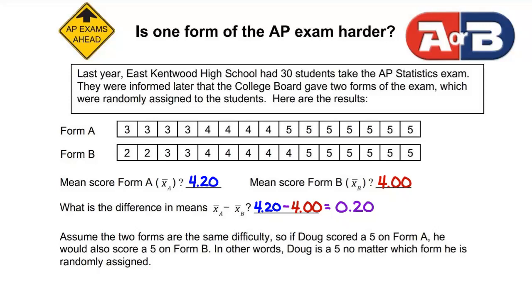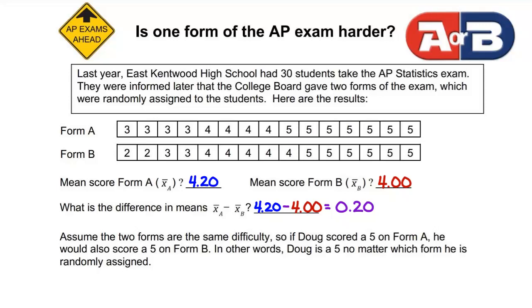So these are the scores from East Kentwood High School last year. They did have 2 forms of the AP exam. Some years they do 2 forms, some years they do 1 form. I think more and more they're gearing it towards 2 forms. We're going to assume that these 2 forms have the same level of difficulty. That's what College Board claims. We are going to test that.